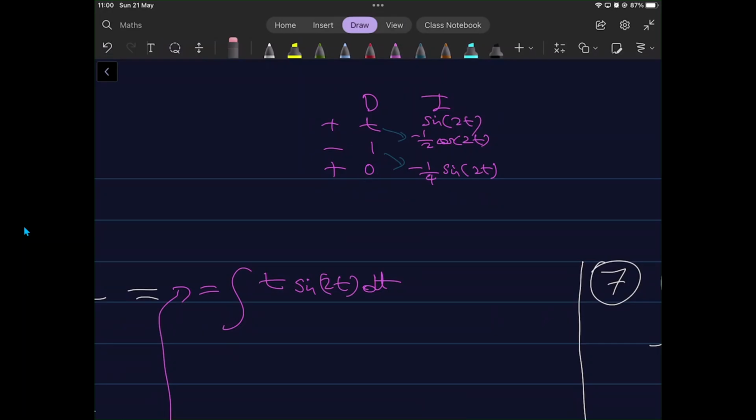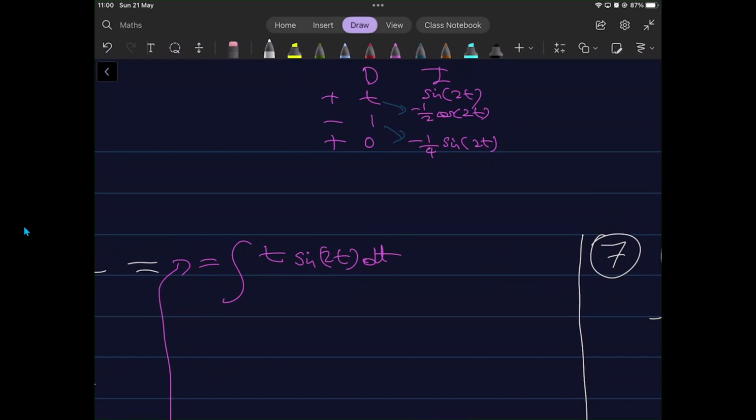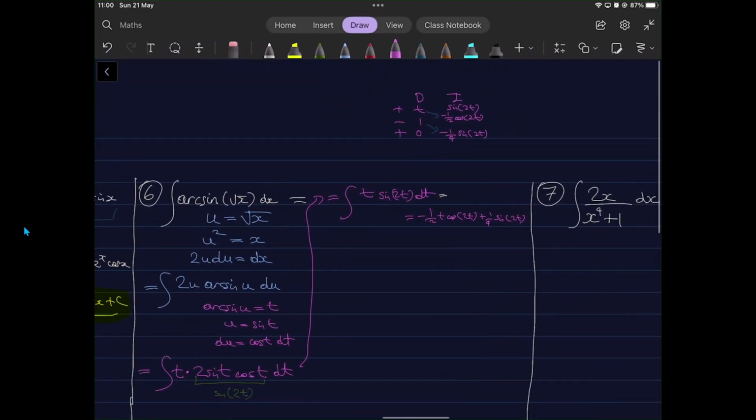So we're left with this integral is equal to negative a half t cosine of 2t. I don't think I can fit it in. Plus 1 over 4 sine of 2t. I'll write it like this. Negative a half t cosine 2t plus a quarter sine of 2t. The reason why there's a plus there is because the plus and the minus cancel out.